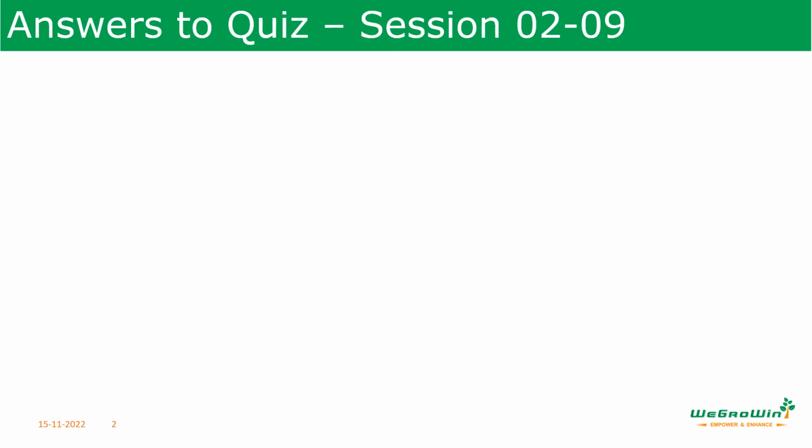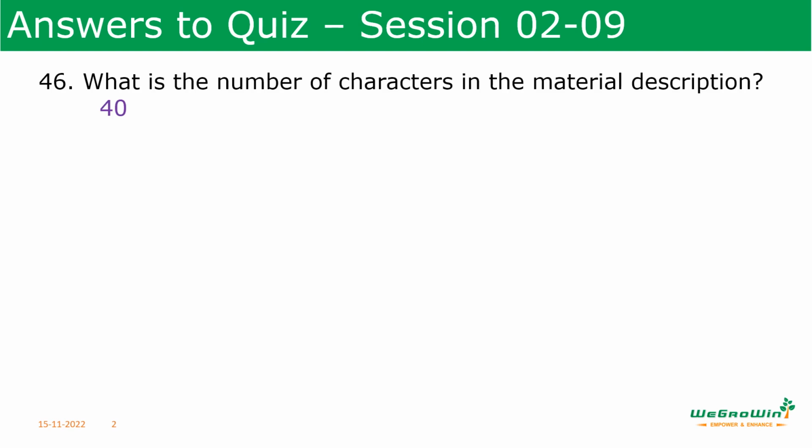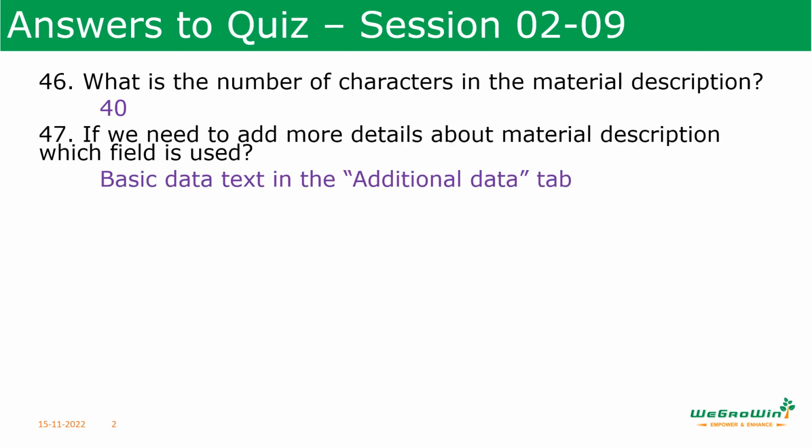Before going into the session, let us see the answers for the previous session. What is the number of characters used in the material description? The number of characters for material description is 40. If we need to add more details about the material description, which field is used? Basic data text in the additional data tab can be used to add further description.